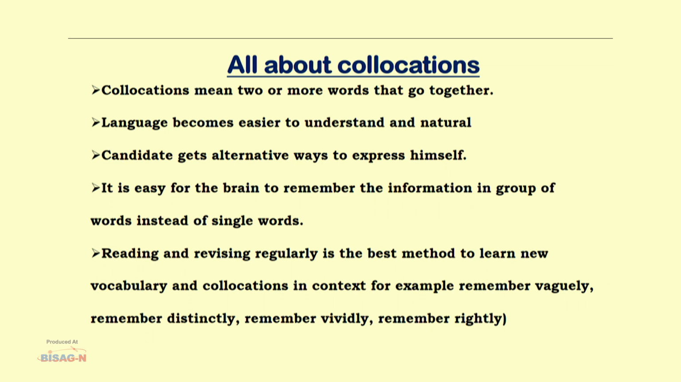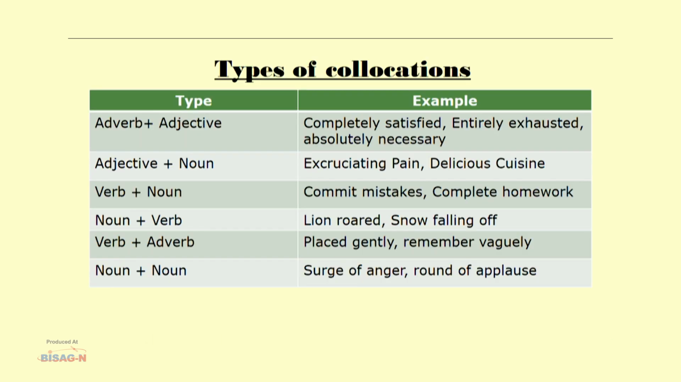Remember rightly. So you would see that remember is used with a different set of words. Mainly they were adverbs. Remember is a verb, and the next word used along with the verb is an adverb. So the two words that come together make sense. Now let's see some types of collocations that a person can use. What are some of the types of collocations? On the left, you're going to see the type, and on the right, you're going to see the example.